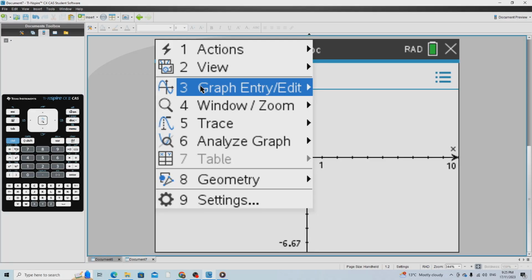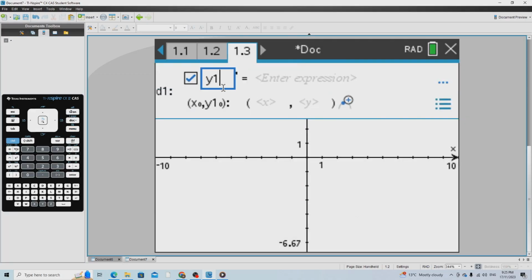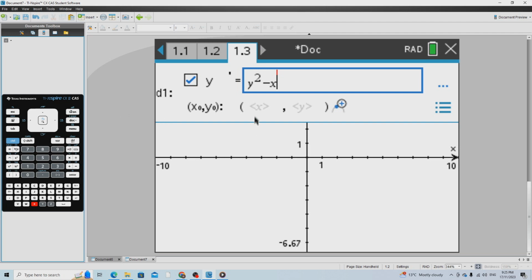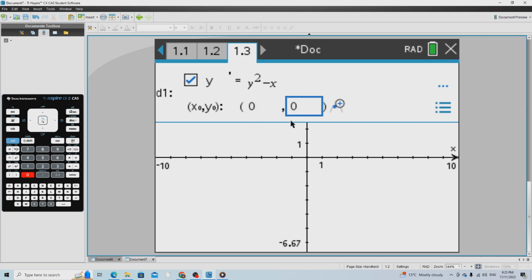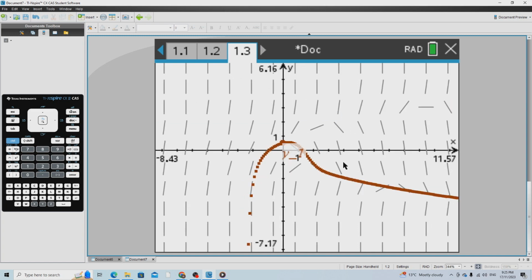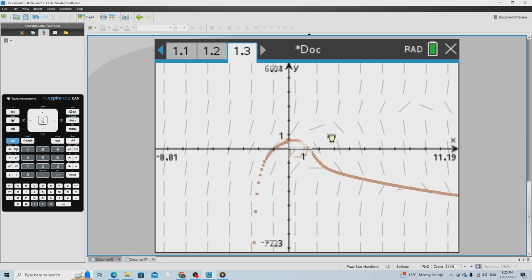Now, if I go to my CAS, go on graphs, go on menu, go to graph entry, and go to differential equation. So what we want, the equation we picked was y squared minus x. And the point was (0, 0.5). Enter that. Aha. Same as our equation. Let's put this as 2 over here. Put this as 0. Put this as negative 2. And put this as 2. Pretty much looks like our graph.